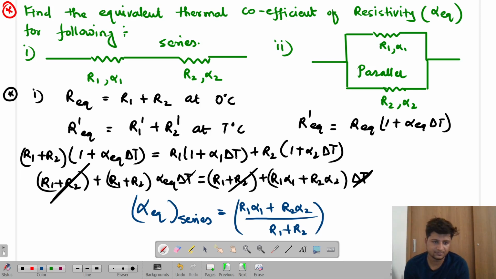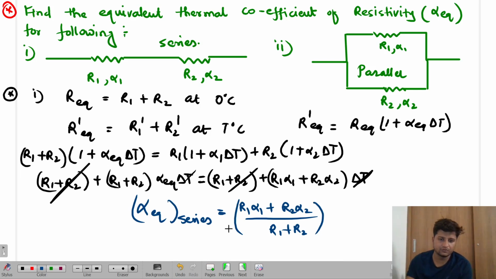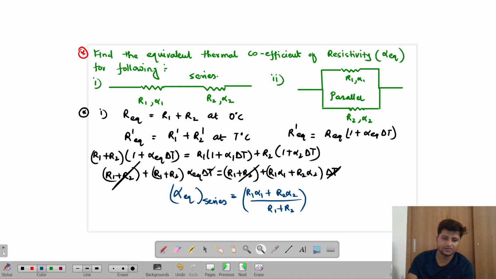Is that clear? Let us do for our parallel connection in similar sense.